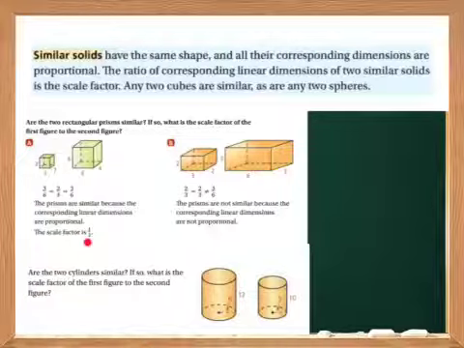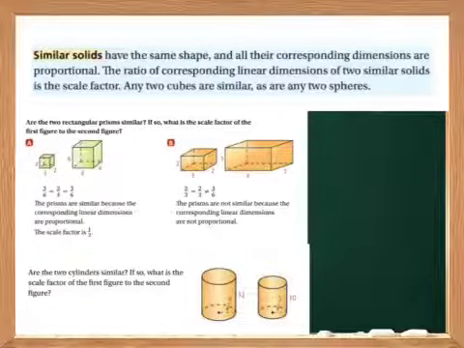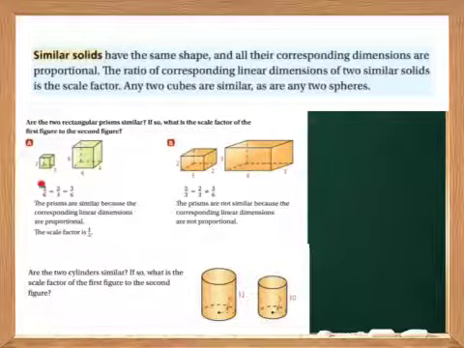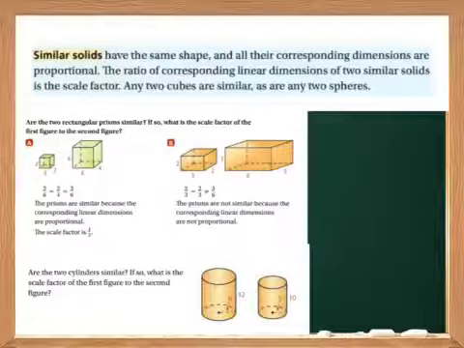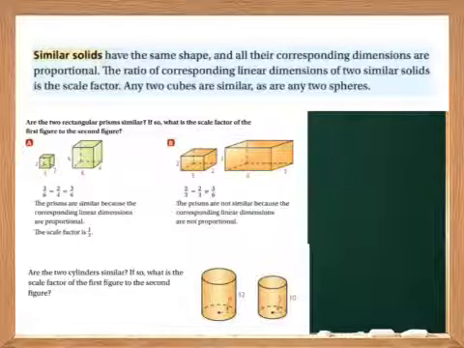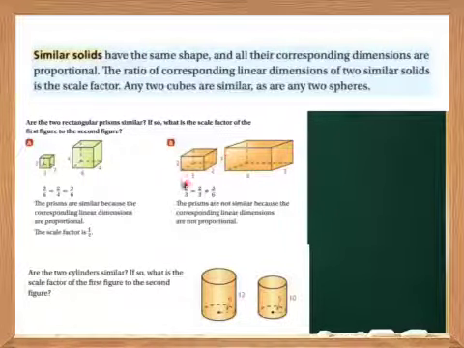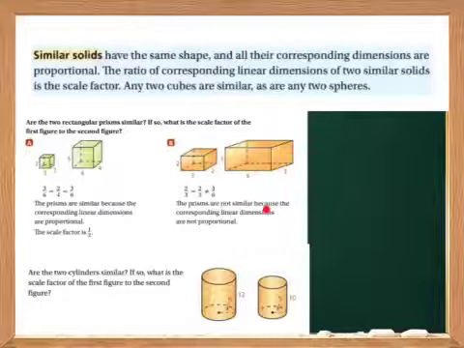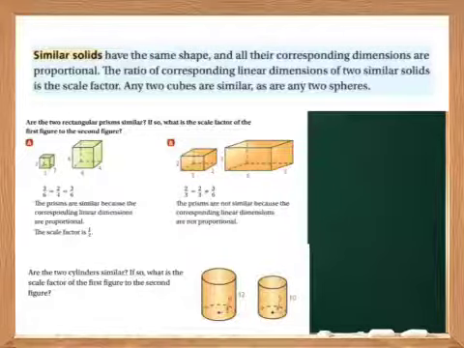The scale factor is 1/2 because it's trying to go from the first figure, which was 3, to the second figure, which is 6. So 3 over 6, 2 over 4 all reduces down to 1/2. In letter B, we have 2 over 3, 3 over 6, and 2 over 3. 2 over 3 and 2 over 3 is not equal to 3 over 6, so the prisms are not similar because the corresponding linear dimensions are not proportional.